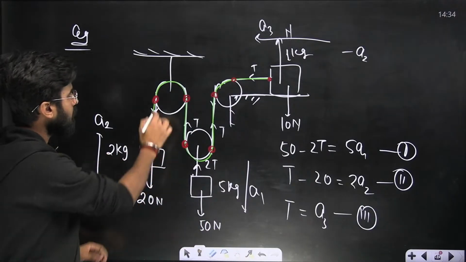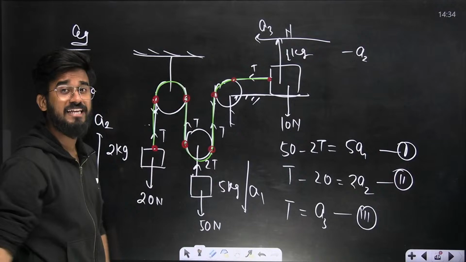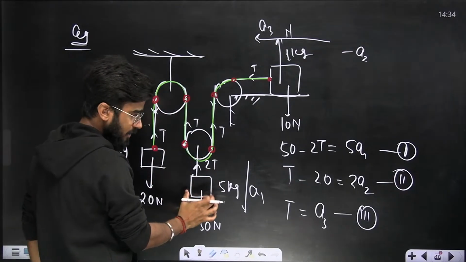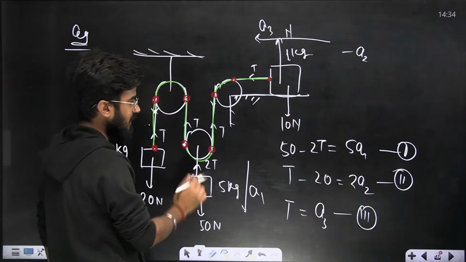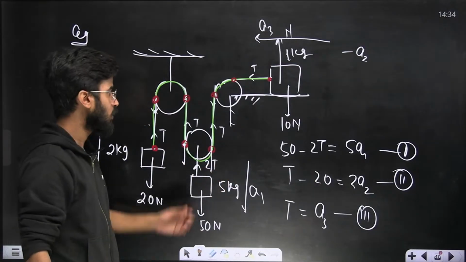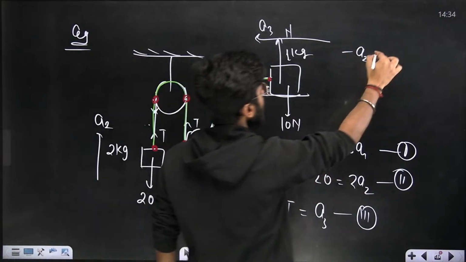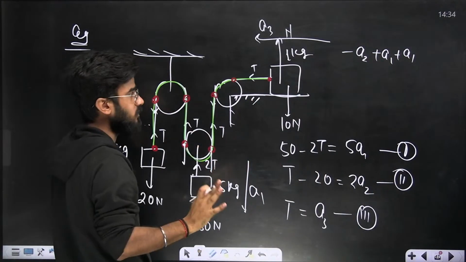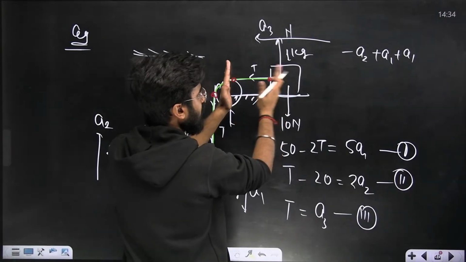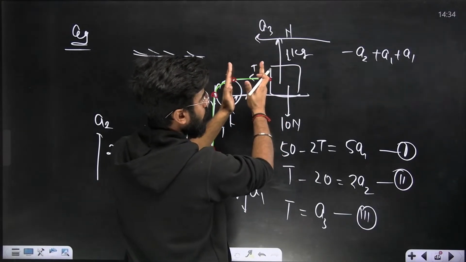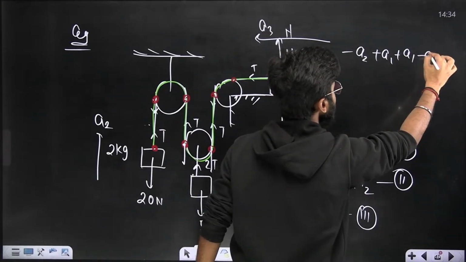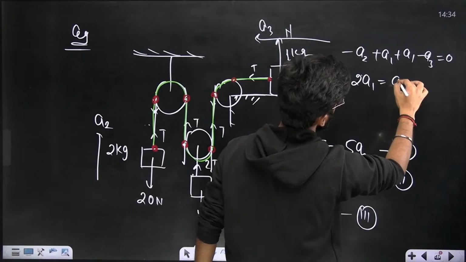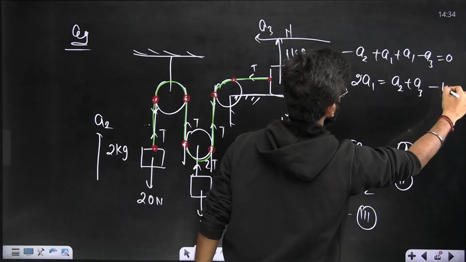Now, this point and this point are connected with the pulley, and the pulley is at rest, so these points are not moving. Now come to this. This block is moving with A1, means the pulley is also moving with A1, so these points are also moving with A1. These are increasing the length, means plus A1 and plus A1. Now this pulley is at rest, so don't consider these points. Now come to this point. This is moving in this direction with A3, and this is reducing the length of the string, means minus A3. Equals 0. So we will be left with 2A1 equals A2 plus A3. This is equation number 4.